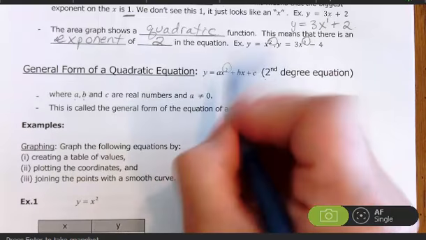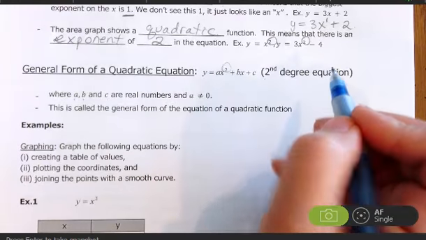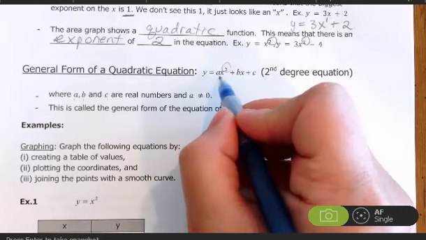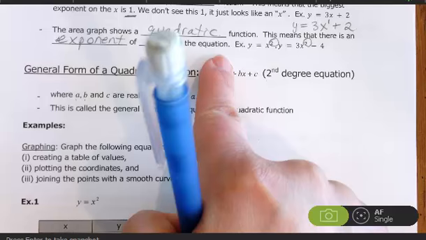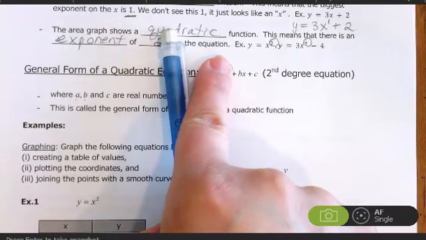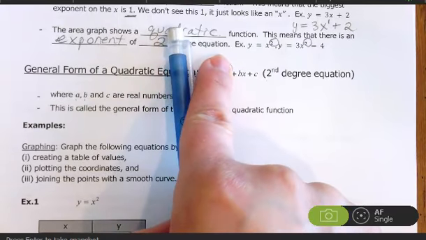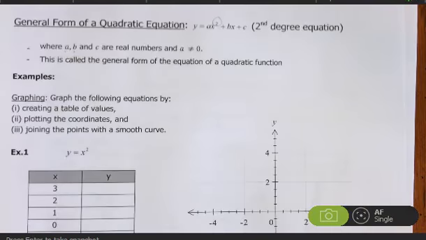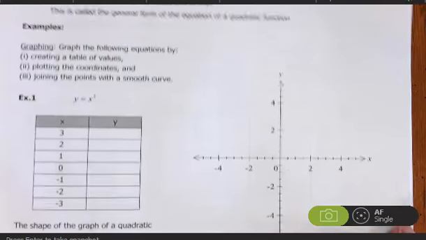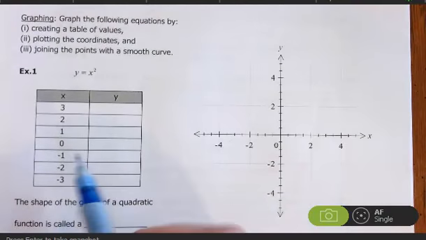Because if a was 0, what would this look like? Think about it. If a was 0, then this term here would go away, and we'd be left with a linear equation, which is not what we want right now. Okay, so let's have a look at these graphs in more detail.